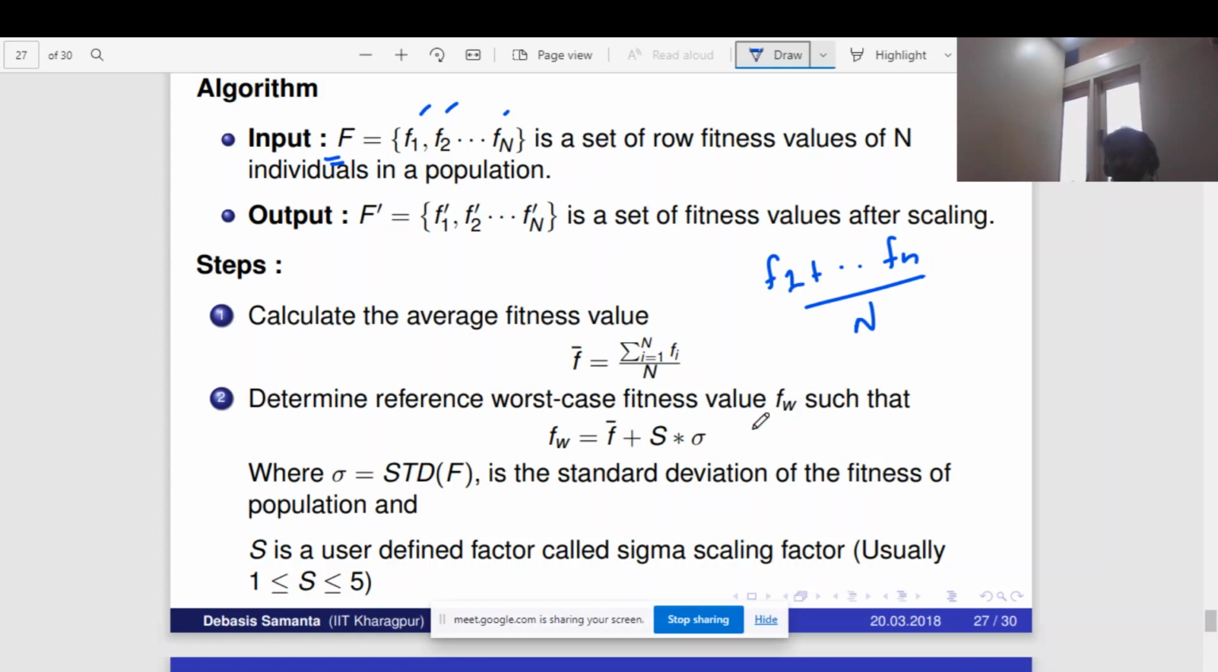Determine the reference worst case fitness value fw. fw is the reference worst case fitness value, which is calculated as f dash plus s into sigma. What is this sigma? Sigma is nothing but the standard deviation. So what's the formula for standard deviation?